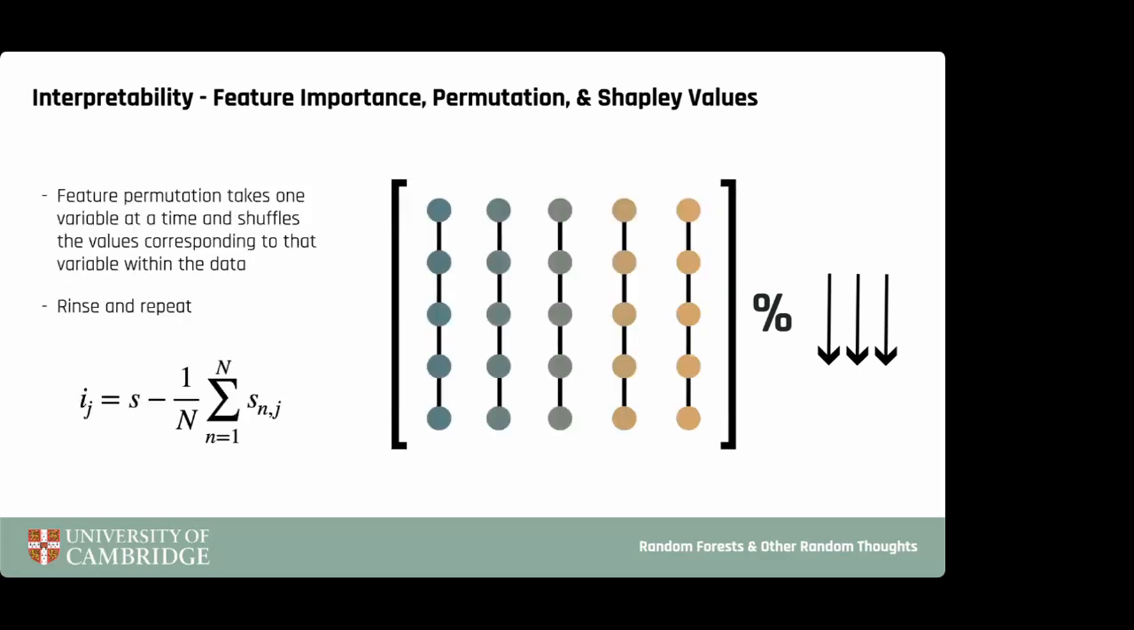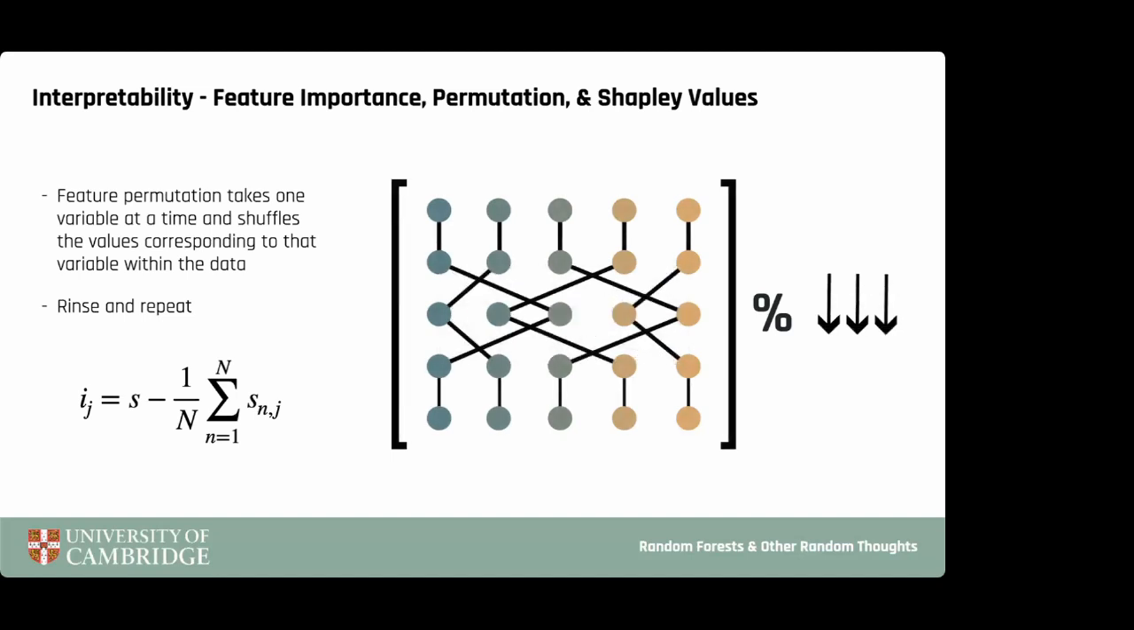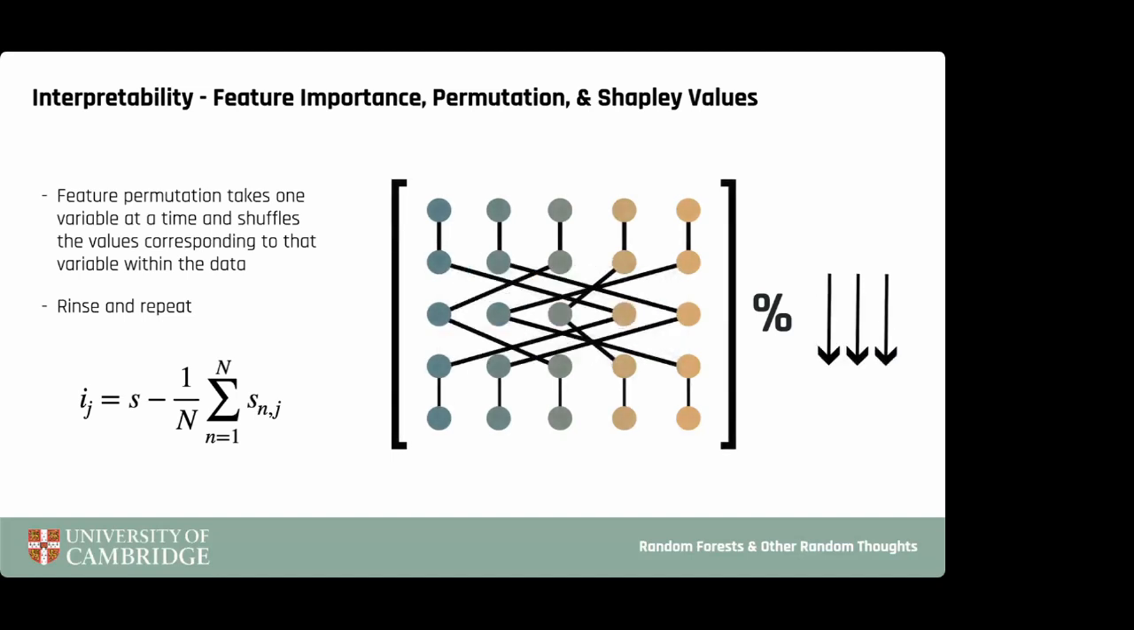So not perfect. Another technique that we can look at is feature permutation. If you imagine that we have a whole bunch of data points, where each data point is a column, and same as with the previous slide, each variable is a row, we're going to take one variable and shuffle it. We're going to swap the values for that variable around with other data points within our training set. Okay, sorry, within the validation set.